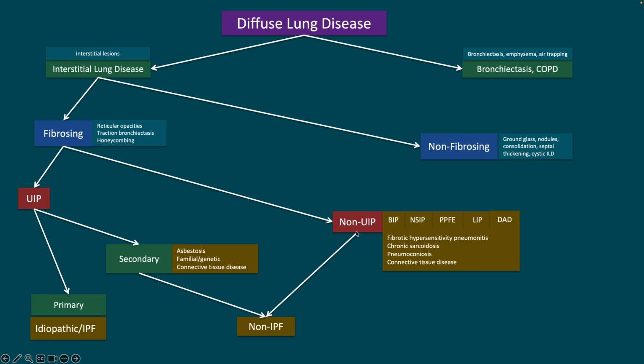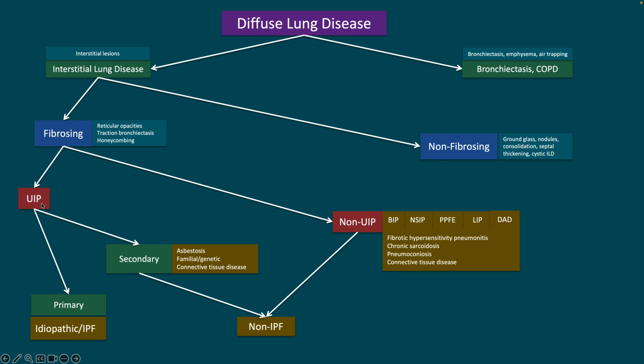So the non-UIP patterns are many. The newly described BIP pattern, the NSIP pattern, PPFE, which is pleuroparenchymal fibroelastosis, lymphoid interstitial pneumonia, diffuse alveolar damage in the later stages, and these conditions, HP, sarcoid, pneumoconiosis, connective tissue disease, all of which can present with a combination of these patterns. So a UIP pattern which has a cause, and a non-UIP pattern where it doesn't fit into those classic criteria of a UIP pattern.